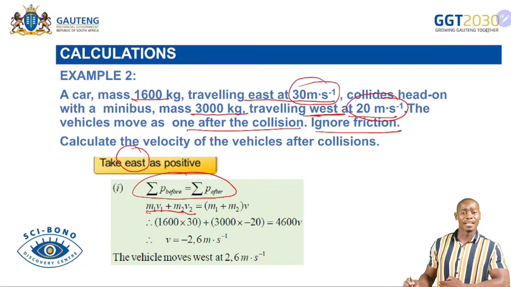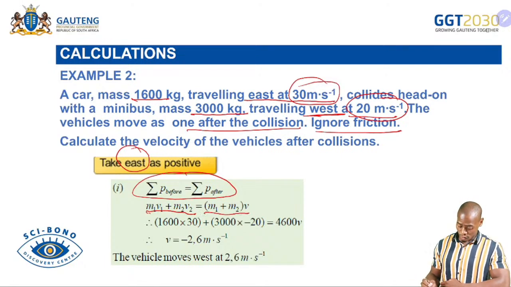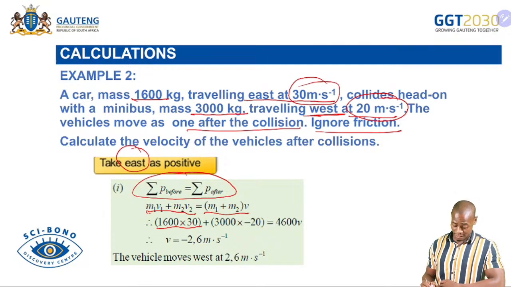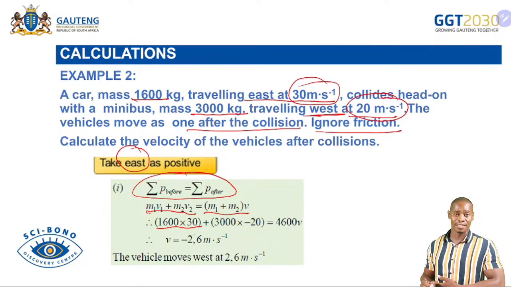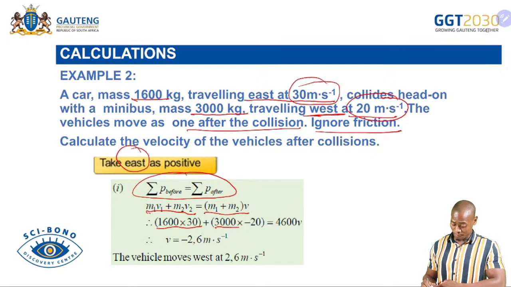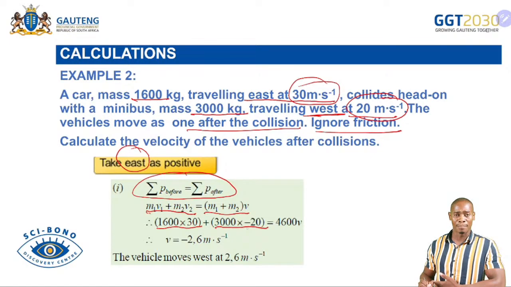Before collision, they are moving at different velocities. That is why we have m1v1 plus m2v2. But after collision, they are moving as one, so we are combining the masses. The initial momentum of the car: the mass is 1,600 and the velocity is 30, positive 30 in this case, because we took east as positive. For the minibus, the mass is 3,000 and the velocity is 20, but that velocity will be negative because the initial direction of the minibus is west. That is why we have this negative here.